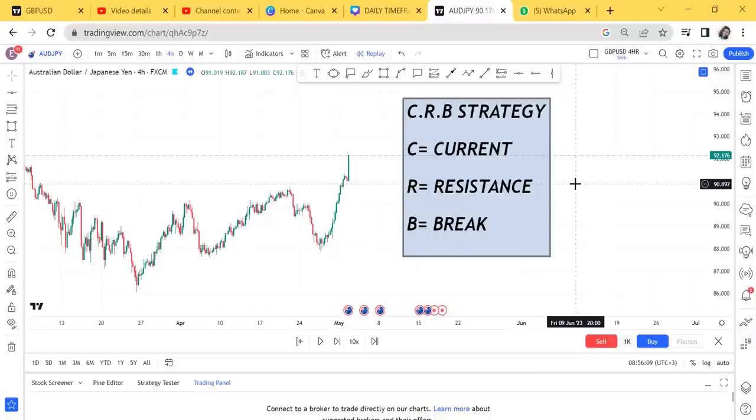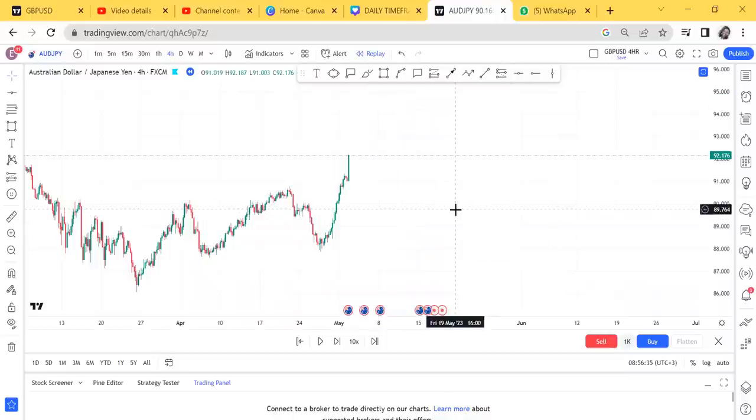So C means current, R means resistance, B stands for break. So whenever you watch my videos from now henceforth, I'll be talking of CRB. When I say I'm waiting on CRB, it simply means I'm waiting on the current resistance break. And then I'll do another video on CSB. CSB will be current support break. So we'll do that after this video. So now you know about CRB.